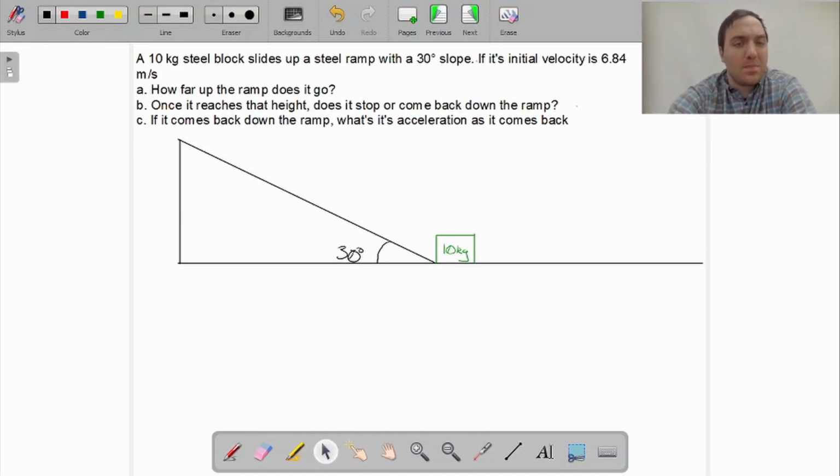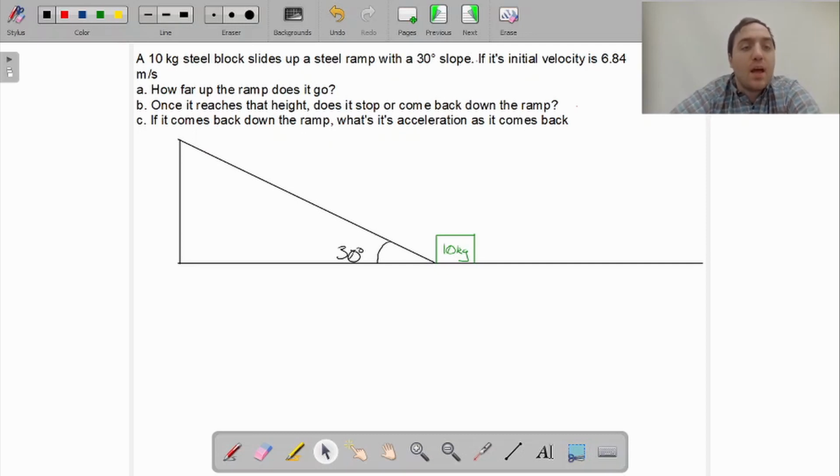Okay, so here we have our example problem. A 10 kilogram block slides up a steel ramp with a 30-degree slope. Its initial velocity is 6.84 meters per second. A, how far up the slope does it go? B, once it reaches that height, does it stay there or come back down the ramp? And C, if it comes back down the ramp, what's its acceleration? Let's take each of these in turn.